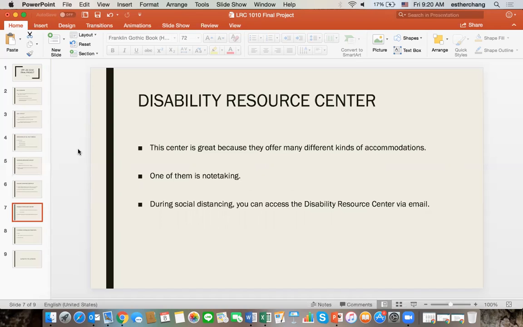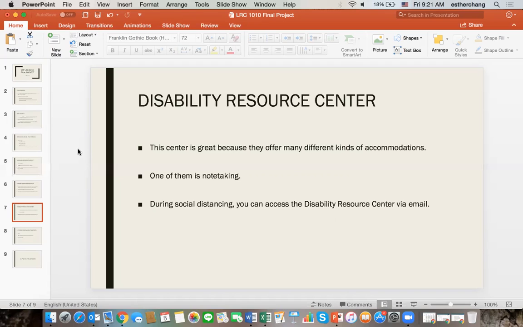Next, we have the Disability Resource Center. The center is great because they offer many different kinds of accommodations, one of them being note-taking. So this is great because you basically have a note taker who can help you take notes during class. And if you can't really catch up with the professor's lecture, that's when a note taker comes in to help alleviate that stress. So it's also great because you can look at the notes later and slowly look through it and see if you missed anything during a lecture.